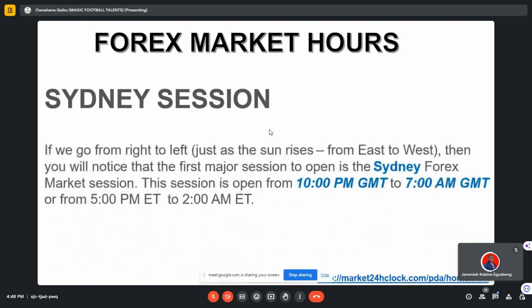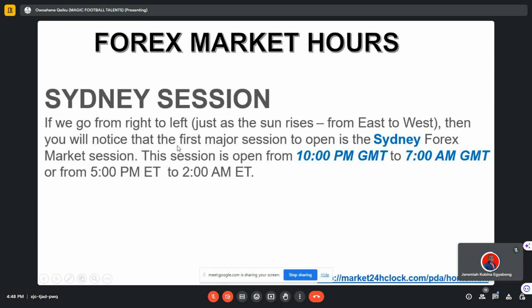Sydney session. If you go from right to left, just as the sun rises from the east to west, you will notice that the first major session to open is the Sydney session, the Sydney forex market session. This is open from 10 p.m. GMT to 7 a.m. GMT, from 5 p.m. EST to 2 a.m. EST.